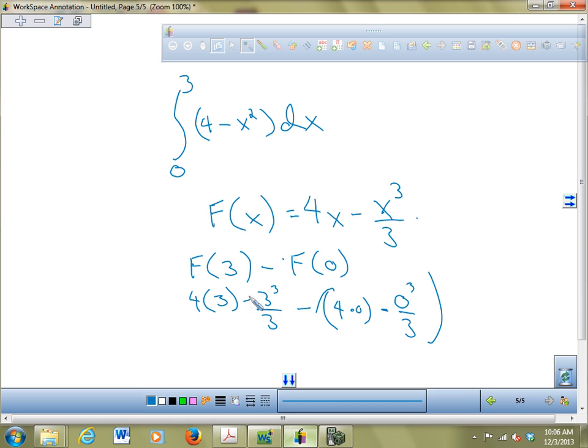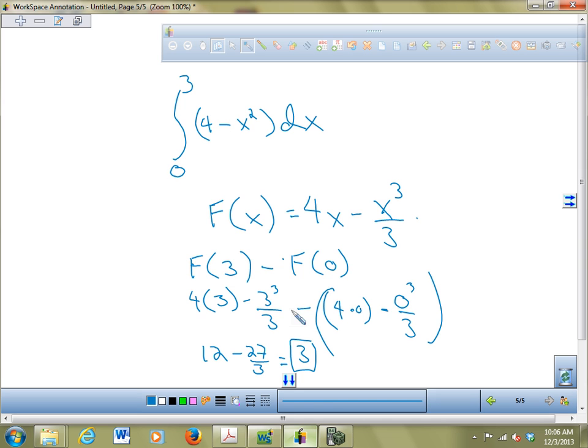0. And so I get 4 times 3, which is 12, minus 27 over 3, which is 9, right? Minus 0. So what do I get out? What's 12 minus 9? 3. Was that the value of the integral when I did it on my calculator? Yes. Okay. So that's really cool stuff.